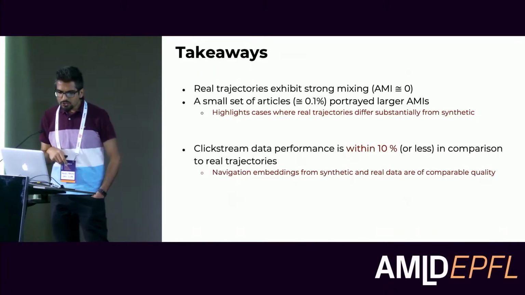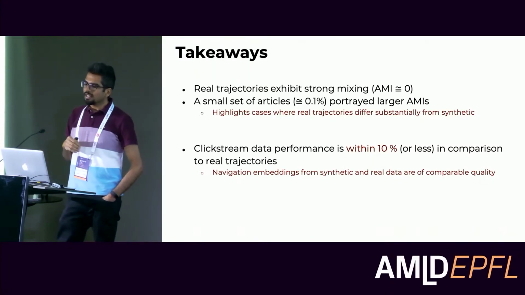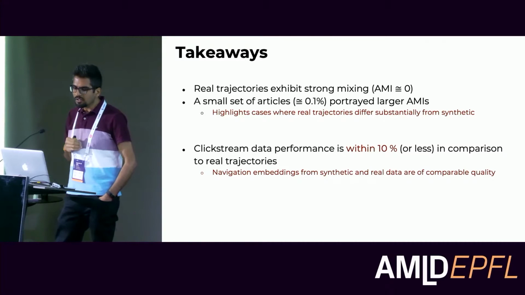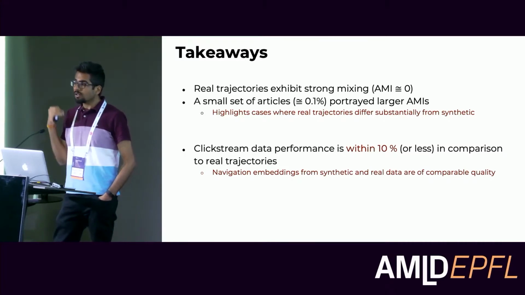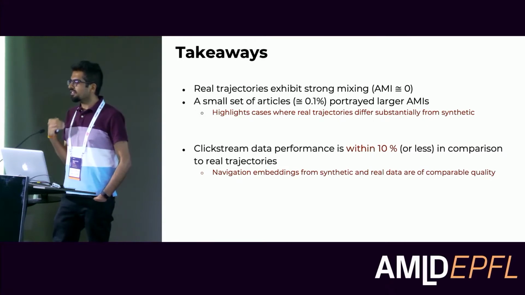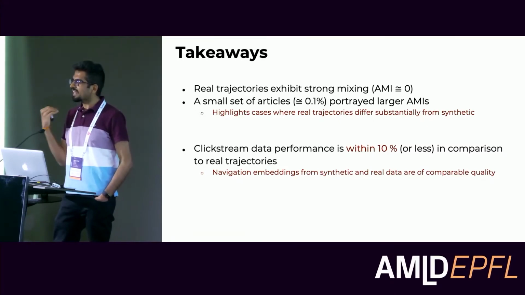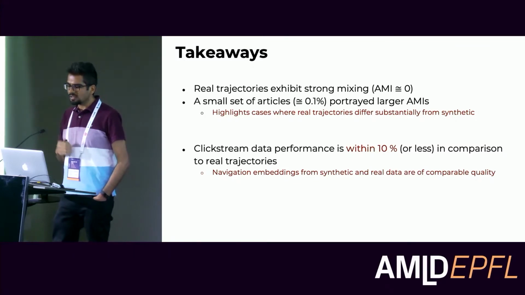Okay, so moving on to the takeaways. The first important finding here is that real trajectories exhibit strong mixing. That is, mutual information close to 0. And there are very rare cases where the trajectories portray a larger mutual information. That is, these highlight cases where real trajectories differ substantially from the synthetic ones.